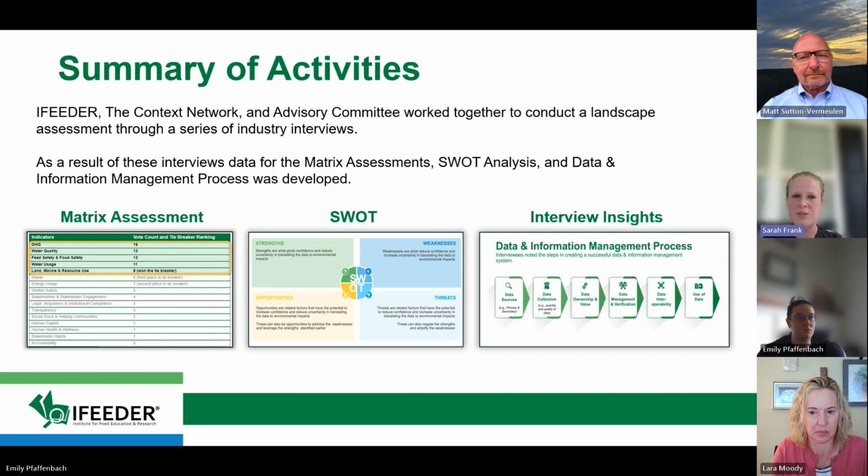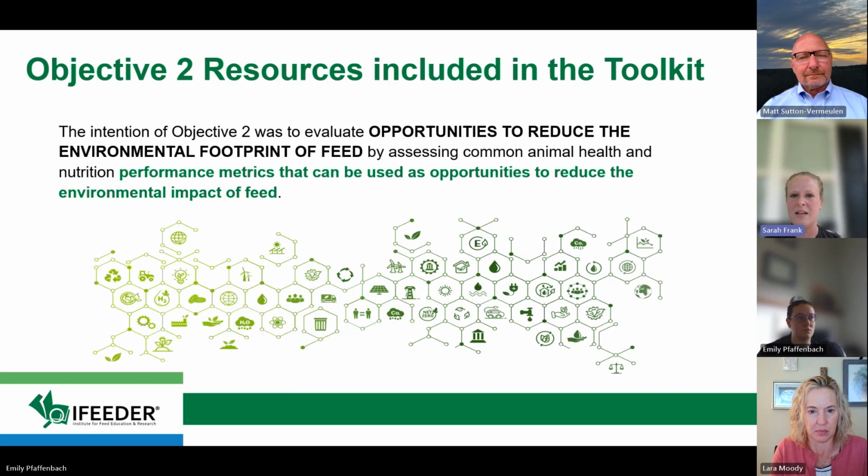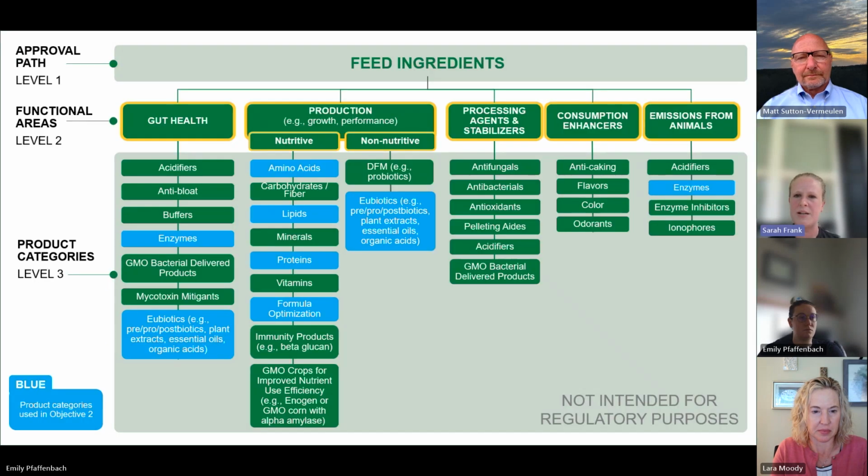As we transition to Objective 2 on the next slide, the intention of Objective 2 is to really evaluate the opportunities to reduce the environmental footprint of feed by assessing the common animal health and nutrition performance metrics. So these can be metrics that can be used as opportunities to reduce the environmental footprint of feed. As we look on the next slide, the first step of this process was to really map for the approval pathway of feed ingredients, the different 5 functional areas.